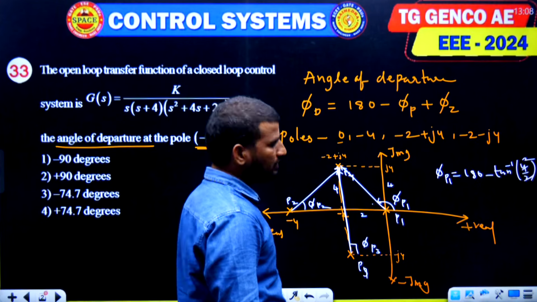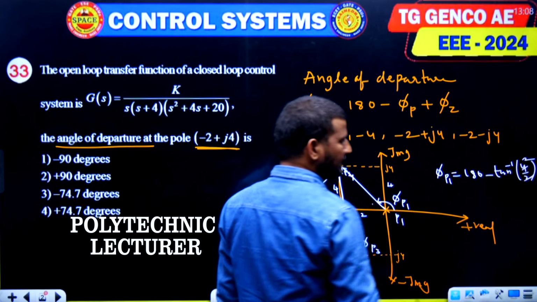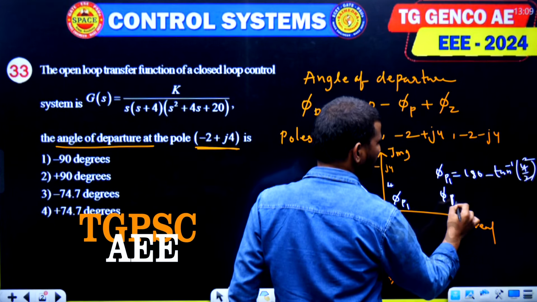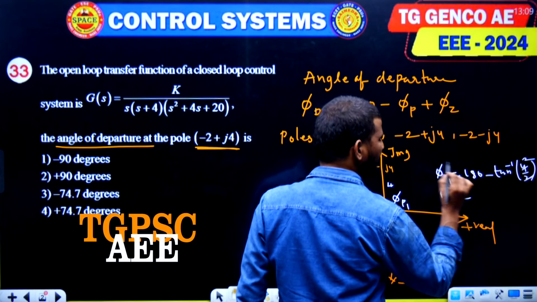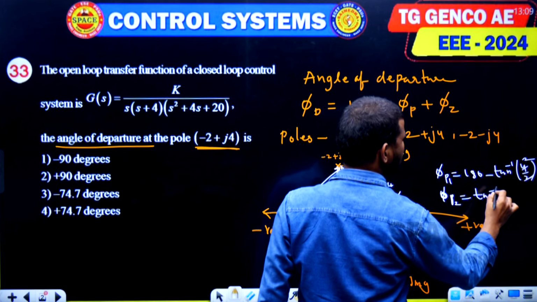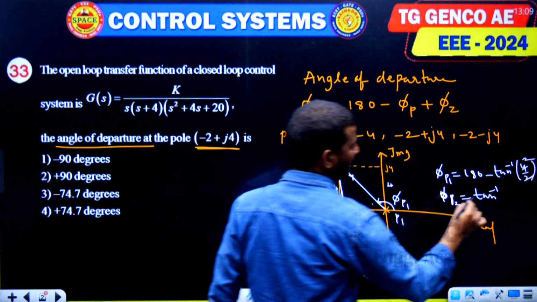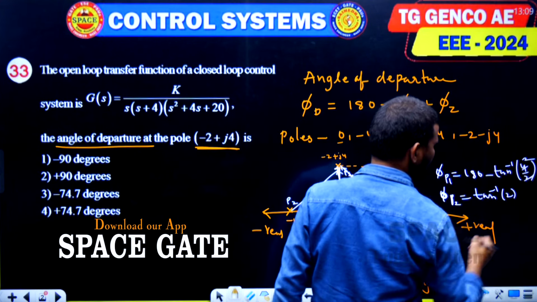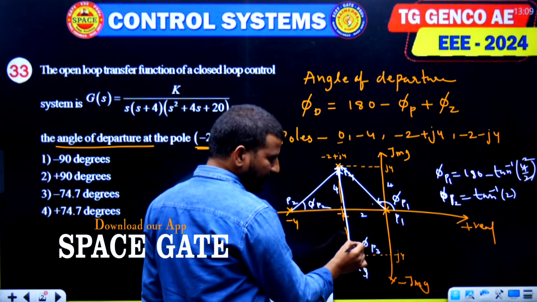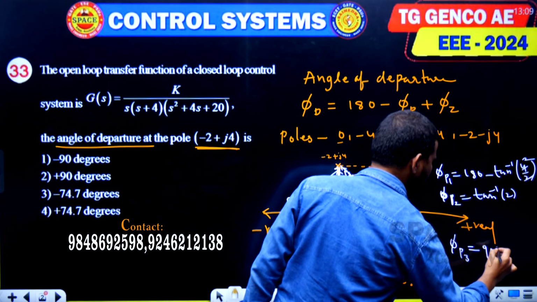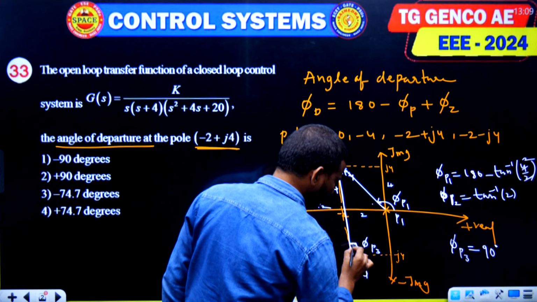Phi p1 is 180 minus tan inverse 2. Again, phi p2 will be tan inverse of opposite side by adjacent, that is tan inverse 4 by 2, which is also tan inverse 2. And with respect to p3, phi p3 will be directly 90 degrees. Clear, this angle is 90.